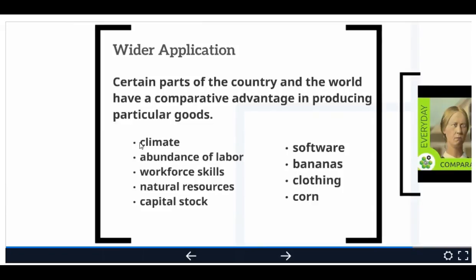And we can take this to a wider application. Certain parts of the country and even the world have comparative advantage in producing particular goods. From software in California's Silicon Valley to oranges in Florida, from DVD players in Taiwan to bananas in Honduras, resources are allocated most efficiently across the country and around the world when production and trade conform to the law of comparative advantage.